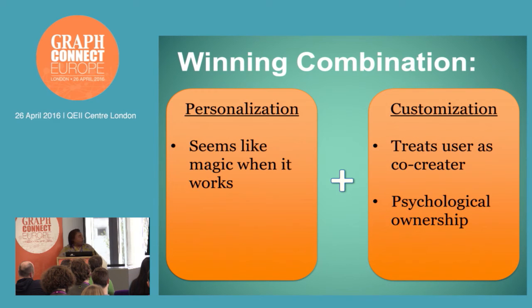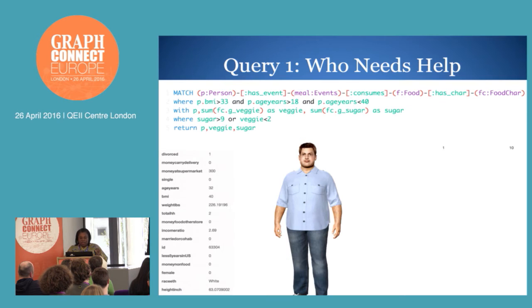So now I'm going to get into some actual Neo4j stuff. The question: who needs help? So I have this data set, I have all this information. How do I figure out people who might be helped by using some kind of recommendation engine? And again, the focus is on things that are very simple.